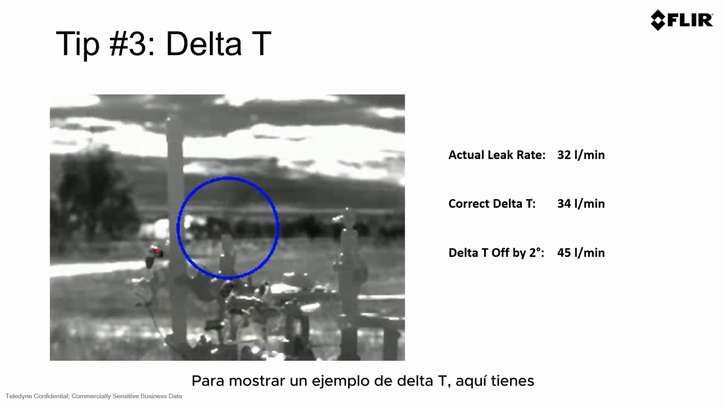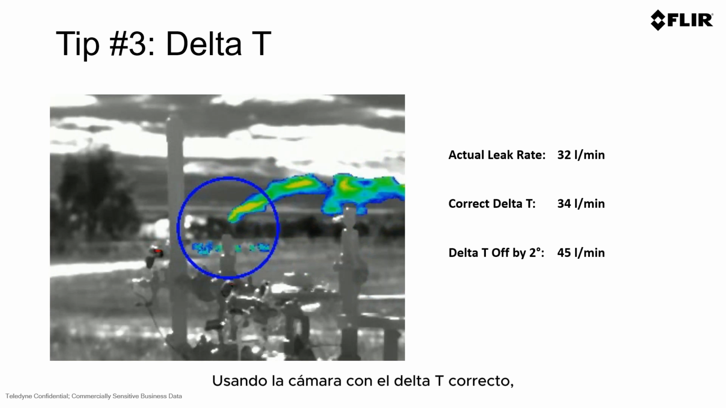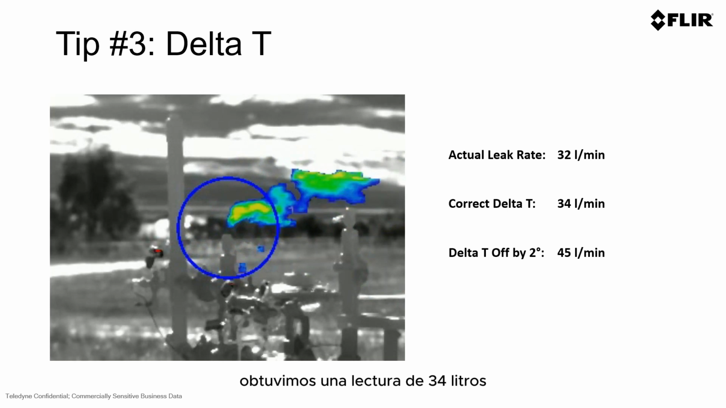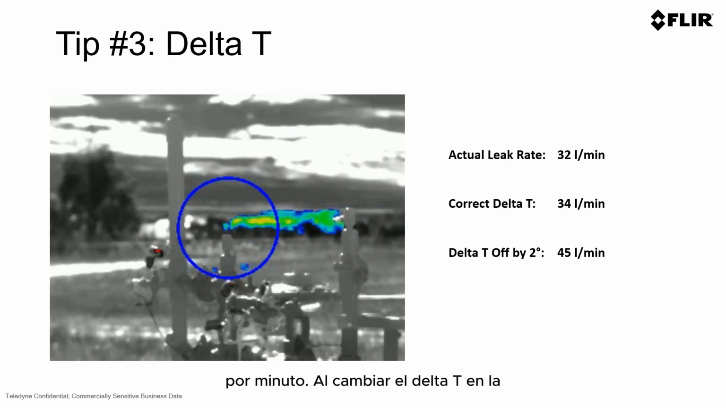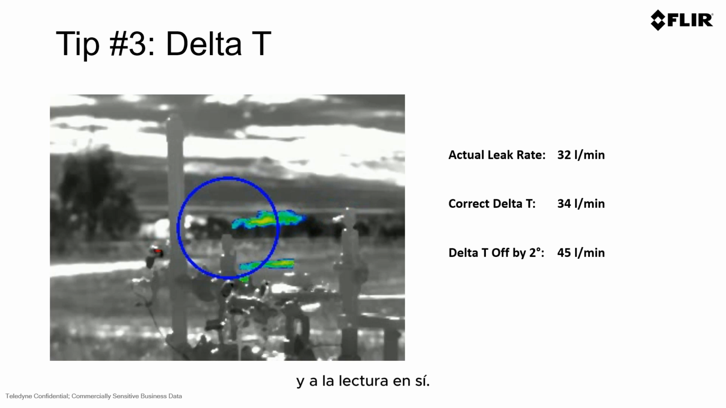To show an example of delta T, this is a video from a testing lab out in the field. The actual leak rate in this emission was 32 liters per minute. Using the camera with the correct delta T, we had a 34 liter per minute reading. As we changed the delta T in the technology by just a couple of degrees, you can see that our emission was off up to 45 liters per minute. This just shows the importance of delta T and how it does have an effect on the outcome and on the reading itself.